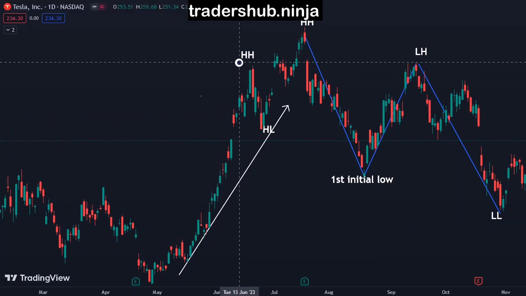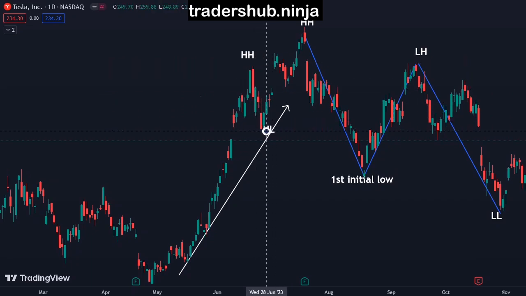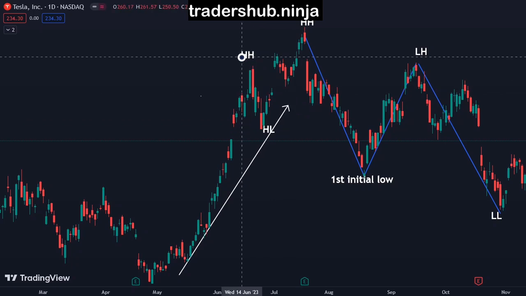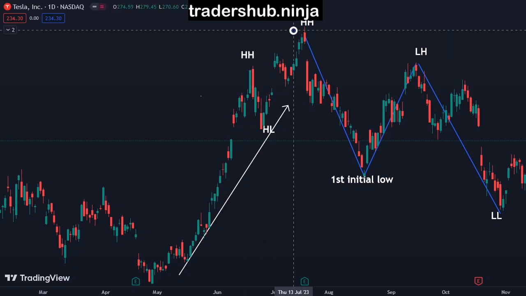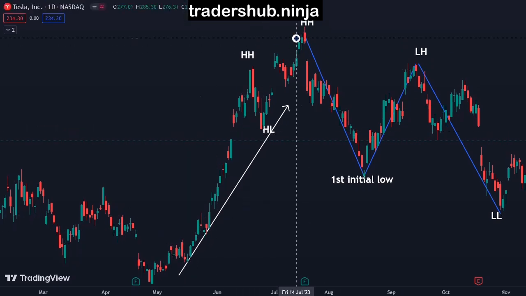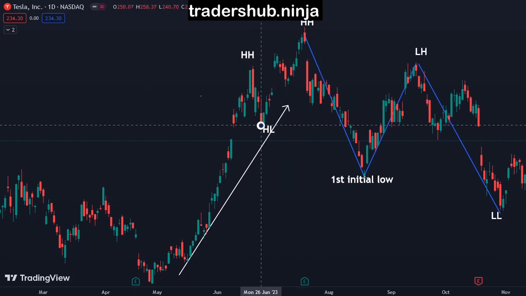Look here, this level is a higher high followed by a pullback. We can get a higher low and price will go up. This higher high will break, and a new high will form. So this trend is a strong uptrend. And what will happen next? Look here, this is very important, friends. Look here, this is a higher low.